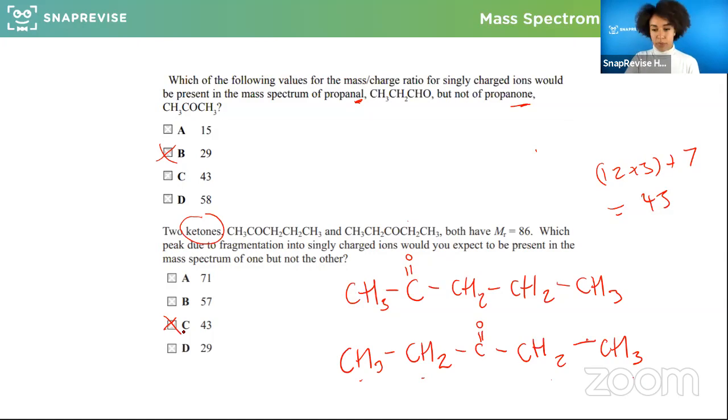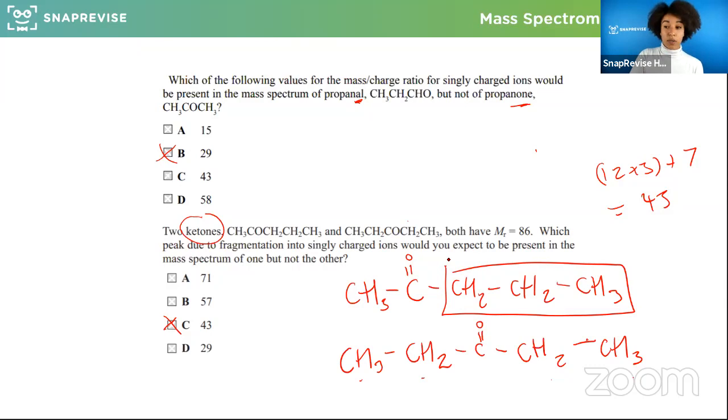How do you know what shouldn't be present in the mass spectrum? If you look at the molecule, you should be able to tell which fragments will exist in one but not the other. For example, the one that is the answer is this long bit here, and the bottom molecule does not have a CH2, CH2, CH3 part. You can see it in the molecule, and you can see it in the actual question. So it doesn't have a CH2, CH2, CH3. It only has a CH2, CH2, C.